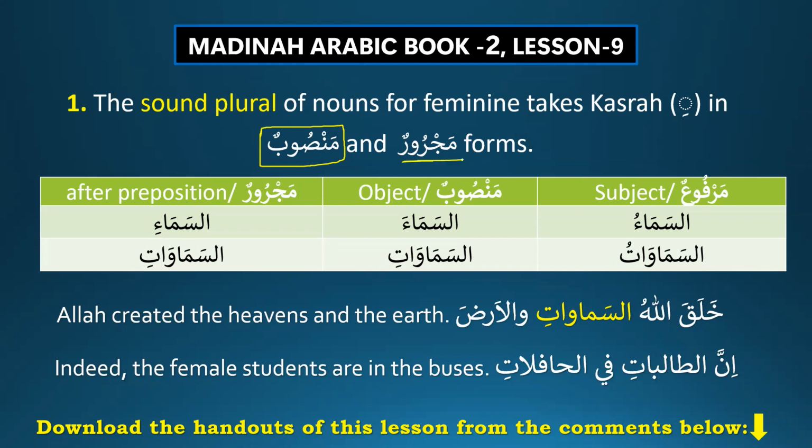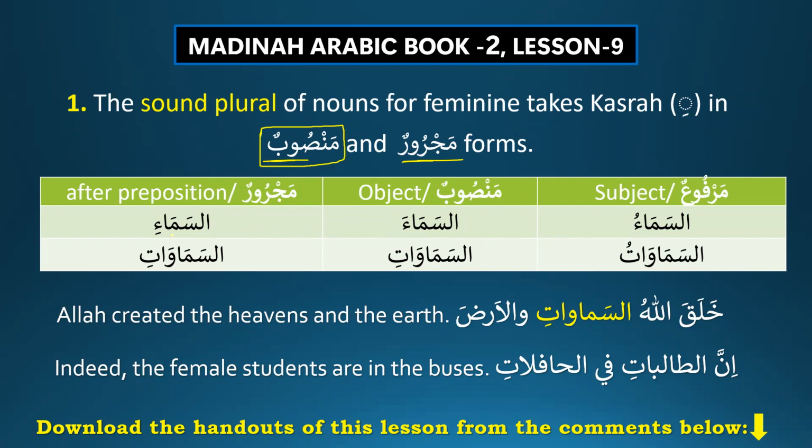So when we talk about the noun when it is mansub, that is, the accusative case or objective case, we know that the objective case of the noun always comes with fatha. For example, we know that the noun has three cases: marfu', mansub, and majroor. Subjective case, objective case, and after the preposition. When the noun is marfu', it comes with dhamma, as we say as-sama'u. When it is mansub, we say as-sama'a. And when it is majroor, we say as-sama'i.